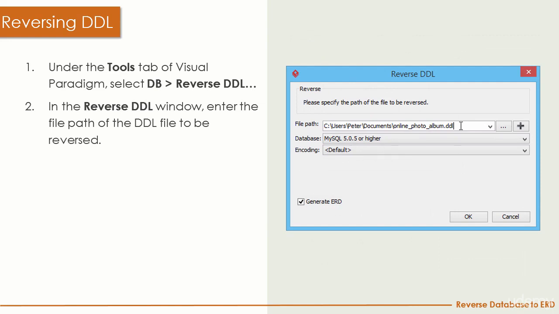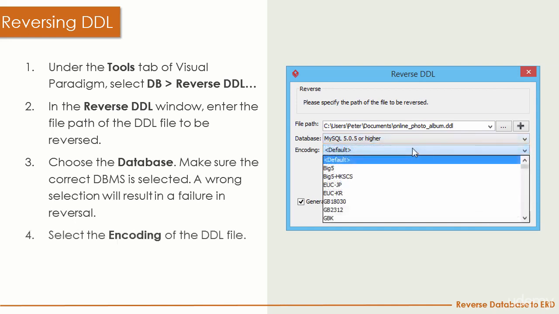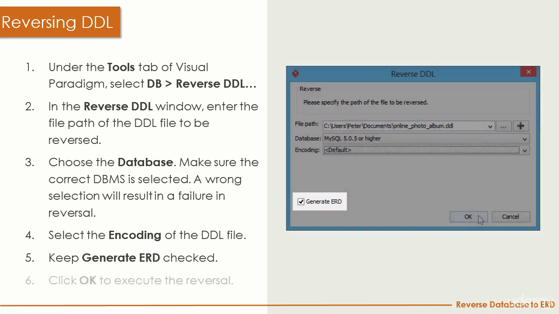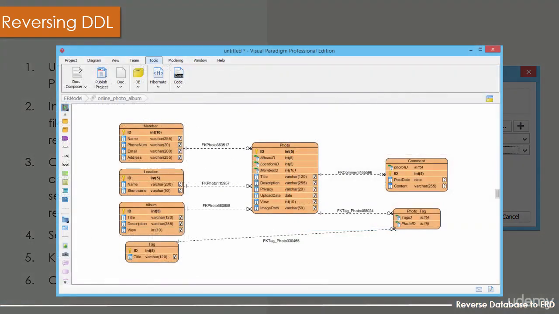In the Reverse DDL dialog box, you select the DDL file and tell us what kind of database you are reversing. It is important, because even if we don't connect to your database, we need to know the data types you are referring to. So you need to specify the database and then select the encoding. Basically, it's UTF-8, but you may have a special setting. Then keep the generated ERD option checked, and click OK. We will reverse the entities into the ERD for you. So it's easy and straightforward.